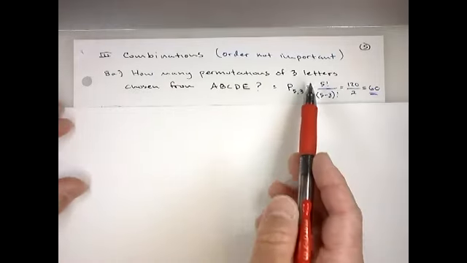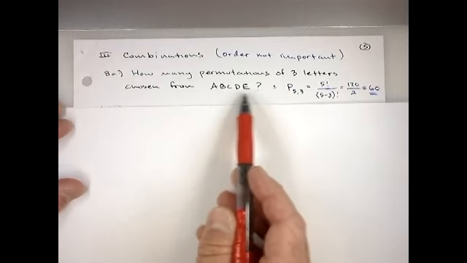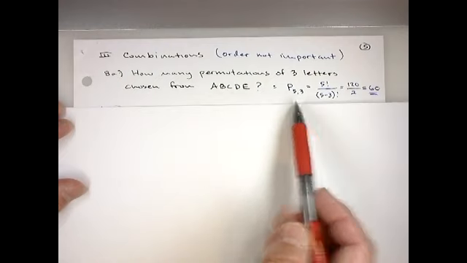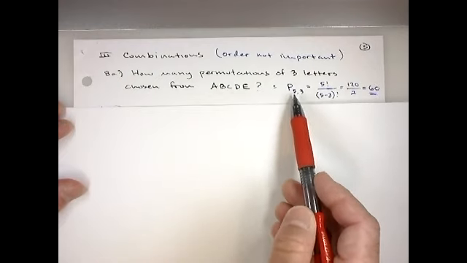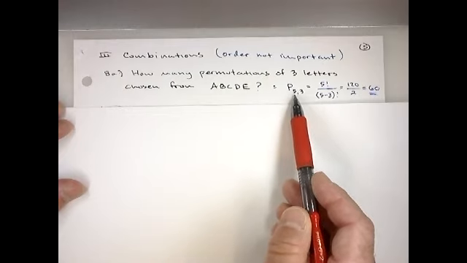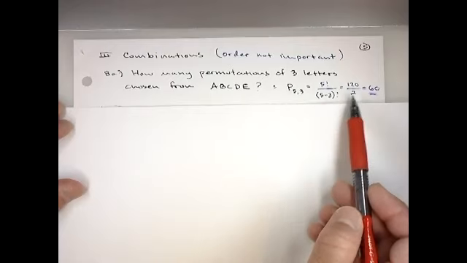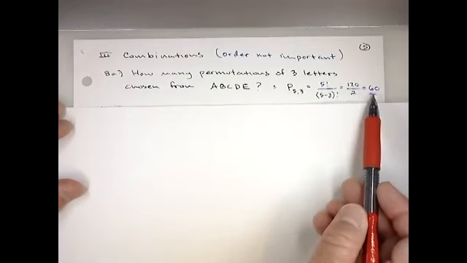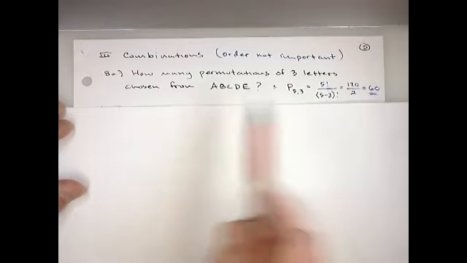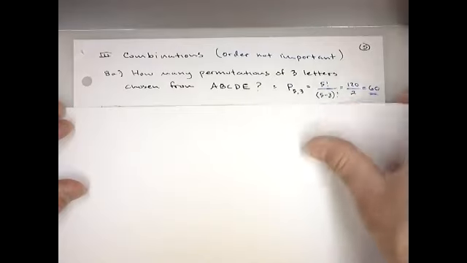How many permutations of the three letters chosen from A, B, C, D, and E? Now we have a formula for that. It's a permutation, usually read as 3 chosen from 5. The formula is 5 factorial over 5 minus 3 factorial. There would be 60 permutations, ways of arranging any 3 letters chosen from those 5 letters.